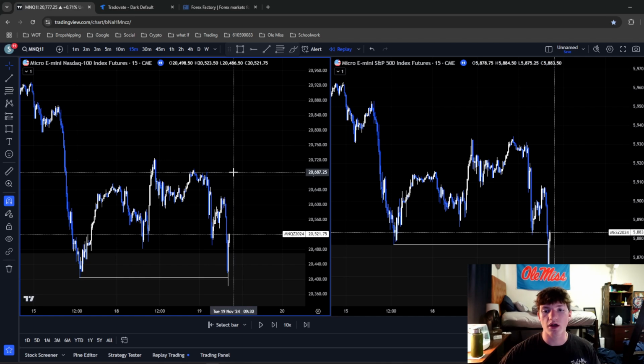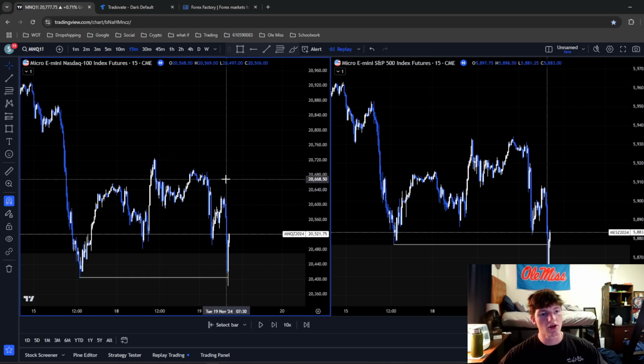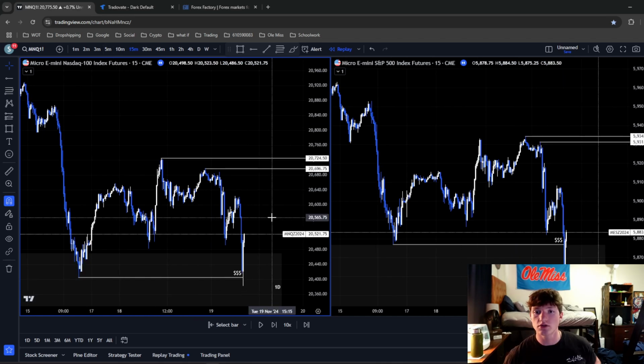This looks more like a power of 3 though, to be honest. But this was right before market open. So I'm going to leave this on the 15-minute time frame, because actually this power of 3 looks the best on the 15-minute time frame, hourly time frame, or whatever.